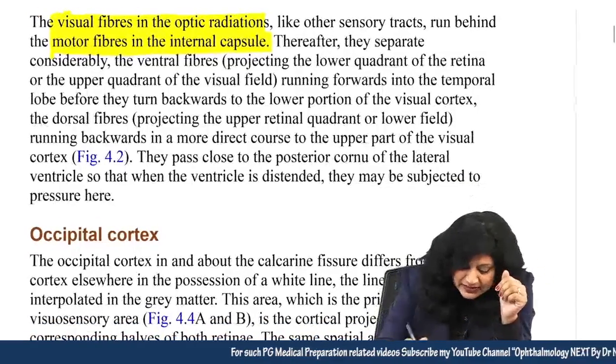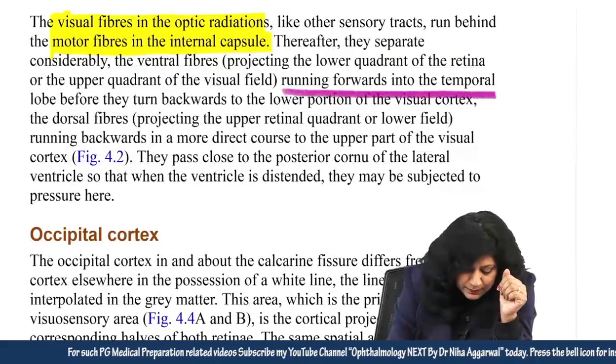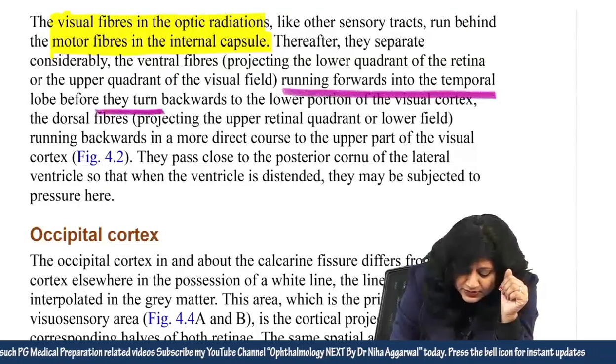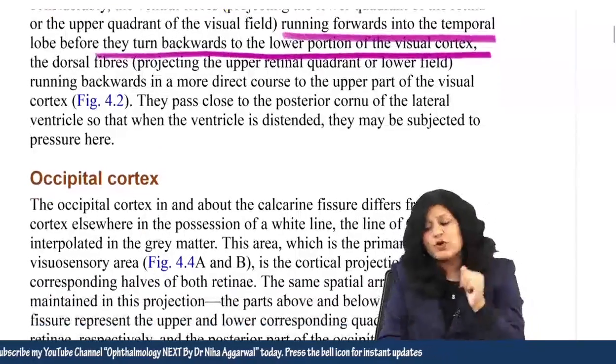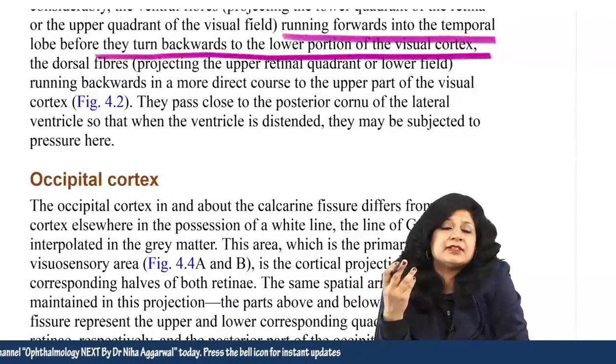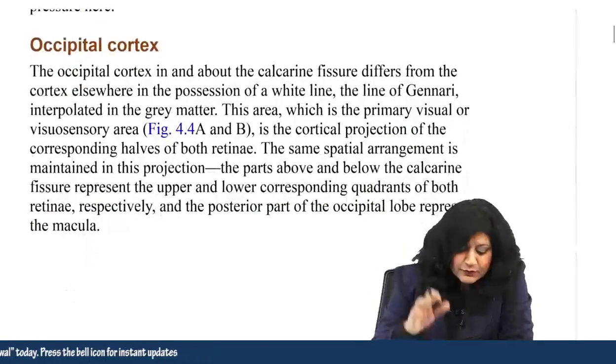Thereafter they are separating, and the ventral fibers run forwards into the temporal lobe, before they turn backwards to the lower portion. So they want to tell you how these fibers are actually related with the internal capsule. That's it. Then we come to the occipital cortex.